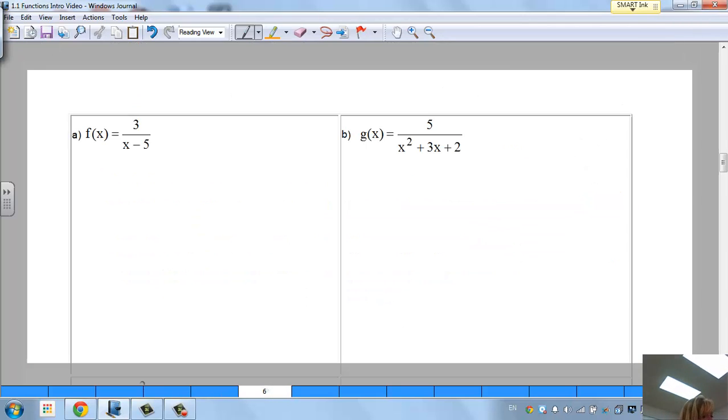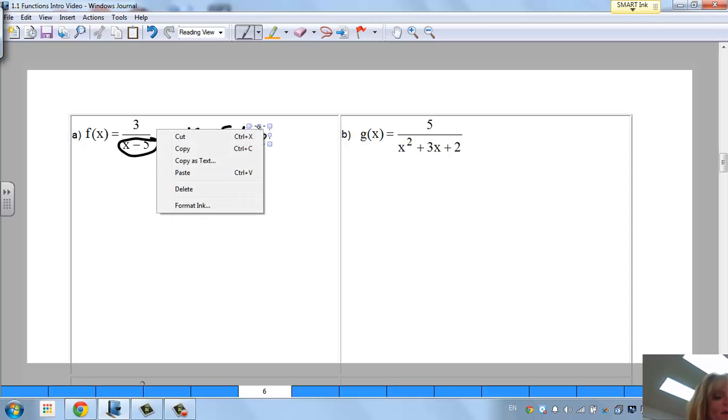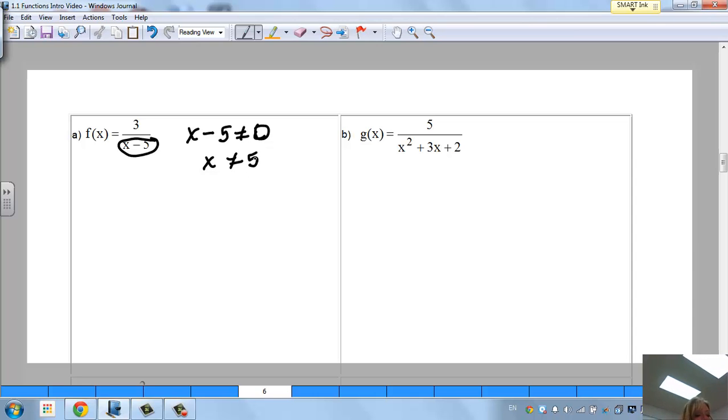So let's practice with some rational functions. I see this is a fraction, so I'm worried. So this is the technique you're going to do. You're going to take your denominator here, and you're going to say it's not equal to 0, because I can't have it equal to 0. And when you do that, x can't equal 5. So if I put a 5 in there, I'd have a 0 in the denominator, and I can't have that.